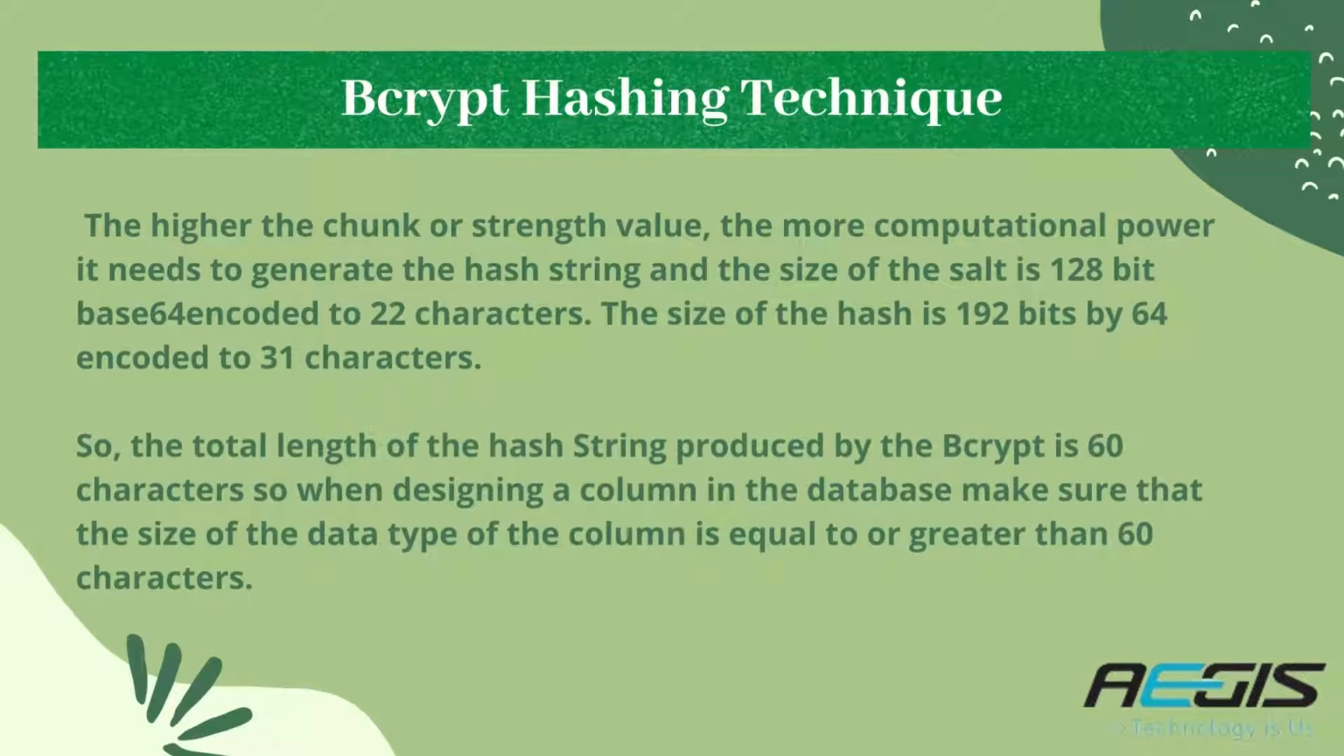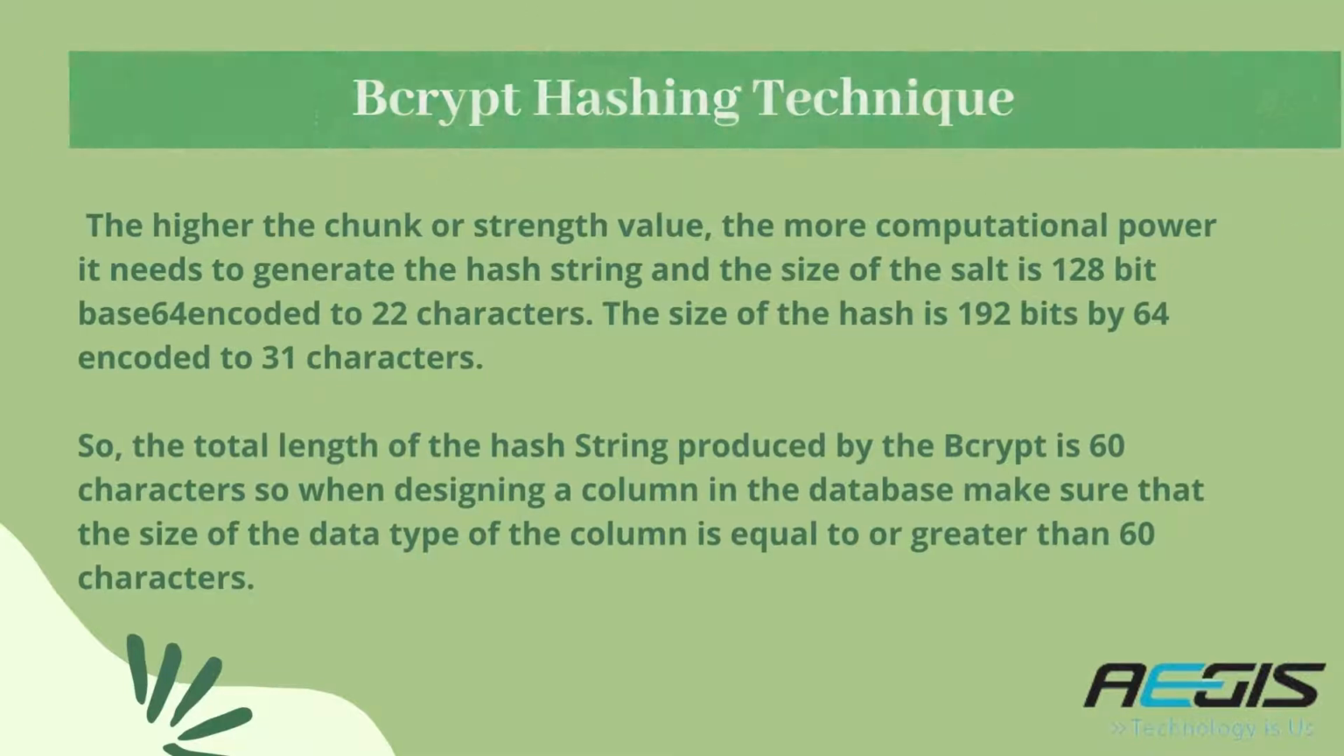The higher the cost or strength value, the more computational power it needs to generate the hash string. The size of the salt is 128 bits, base64 encoded to 22 characters. The size of the hash is 192 bits, base64 encoded to 31 characters. So the total length of the hash string produced by Bcrypt is 60 characters. So when designing a column in the database, make sure that the size of the data type of the column is equal to or greater than 60 characters.